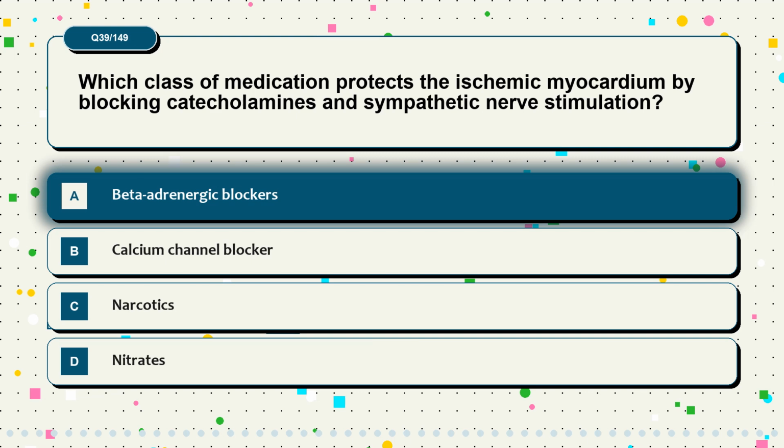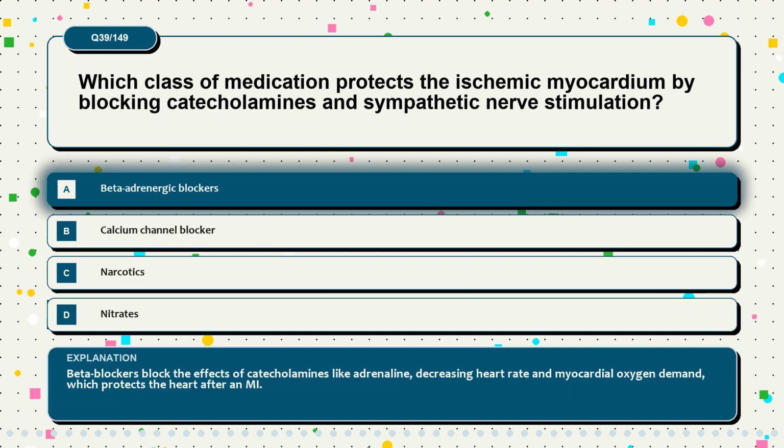The correct answer is option A. Beta-adrenergic blockers. Beta blockers block the effects of catecholamines like adrenaline, decreasing heart rate and myocardial oxygen demand, which protects the heart after an MI.